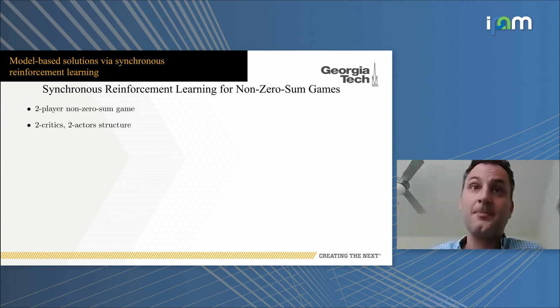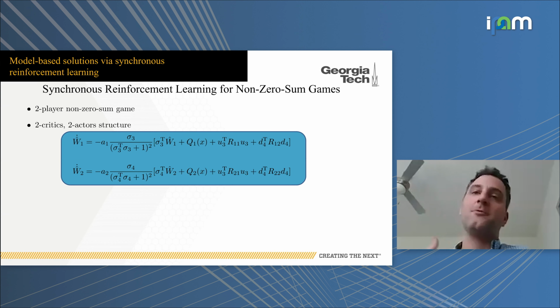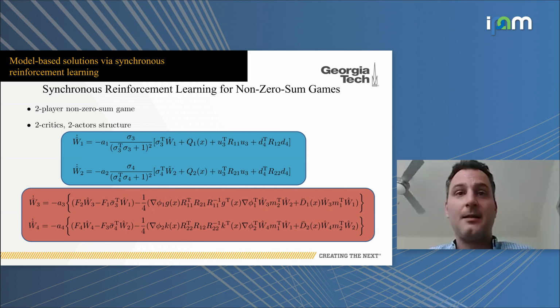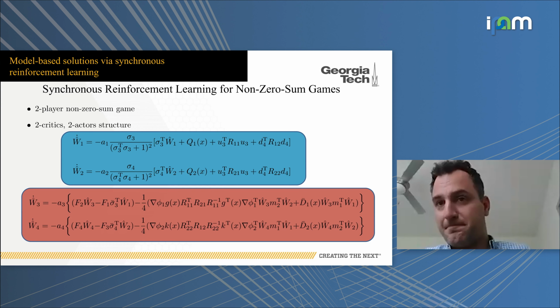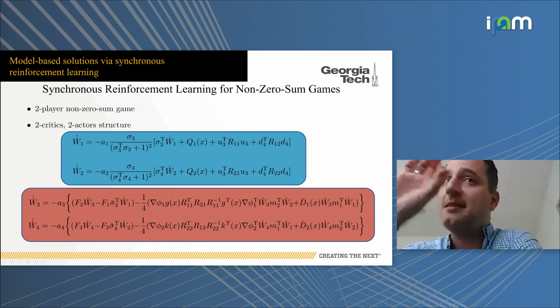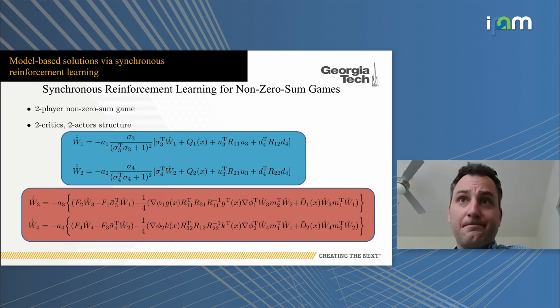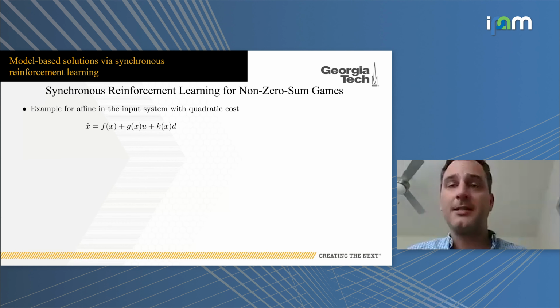Now, since I have two critics, I will have to find two tuning laws for the critic. Again, the same structure that we had before: I can use my gradient descent, I can normalize it, and so on. And the two actors, again, use the same structure. As you see here, I depend on the dynamics, and you will see in a later slide that we won't depend on the dynamics. And for everything that we provide here, we have proofs for Lyapunov stability and proofs for convergence to the optimal solution.